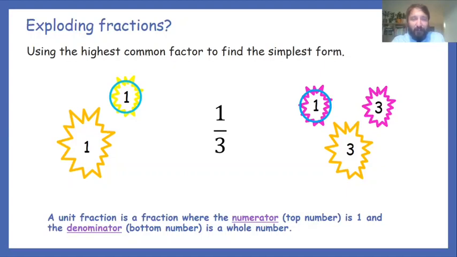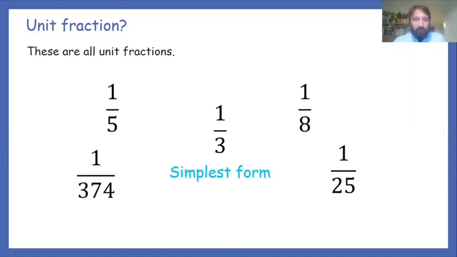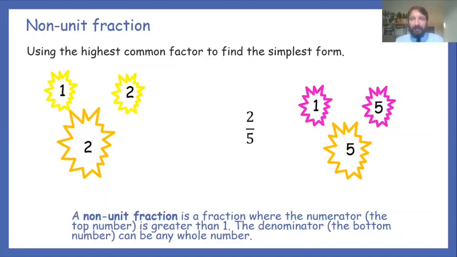Okay, so just so you know that this is known as a unit fraction, and a unit fraction is where the numerator, top number, is 1, and the denominator, the bottom number, is a whole number. Okay, fantastic. Have a look. These are all examples of unit fractions. Okay, 1/5, 1/3, 1/8, 1/25, 1/374. Okay, so let's have a look at non-unit fractions.